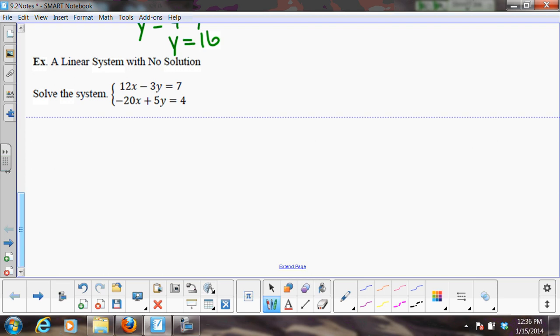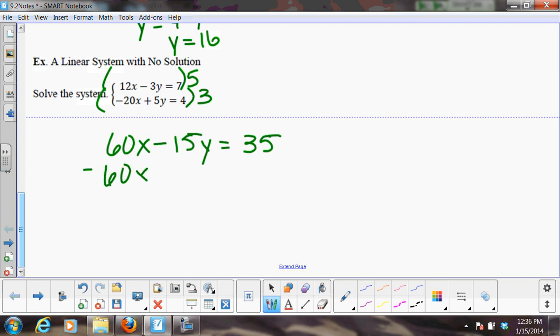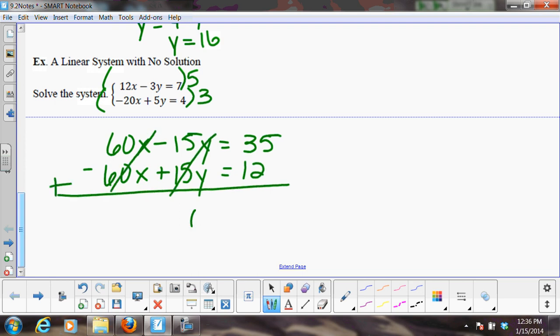For this one, I'm going to use the method of elimination, and I'm going to choose to eliminate the y's. So I'm going to multiply the top one by a 5, bottom one by a 3. And go ahead and add those two up. X's and y's both go away, which means the left side is equal to 0. The right side is equal to 47. That is not true, which means that this has no solution.